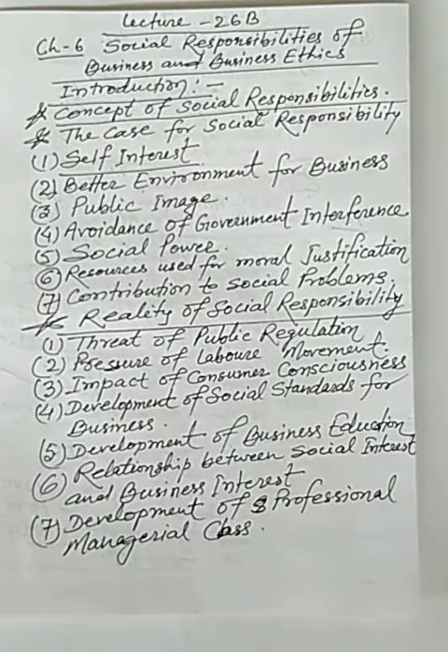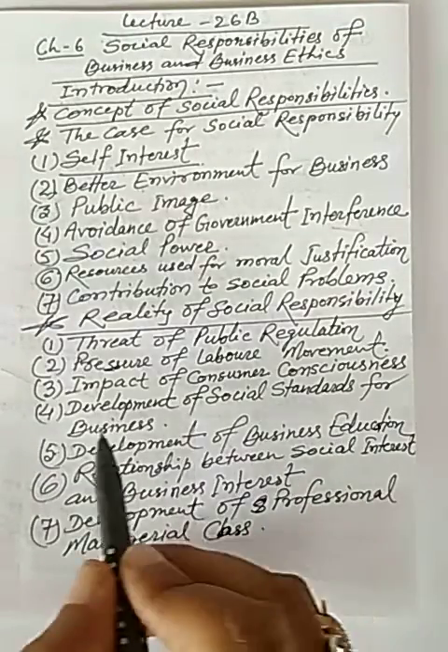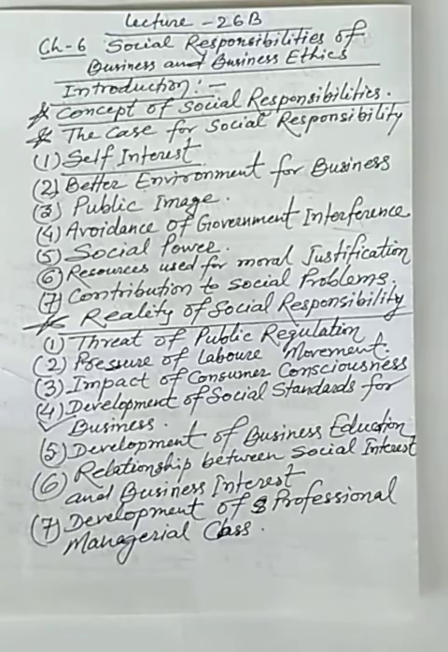Now, the fourth point is development of social standards for businessmen. Today, business is no longer an institute to mint money only. According to new social standards, business is an economic activity not only for earning profit, but it should also fulfill its social obligations. As no business can be done in isolation, to do business, they have to interact with the members of society and satisfy the members of society.